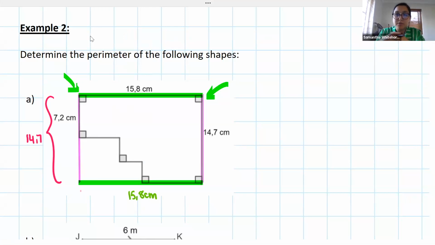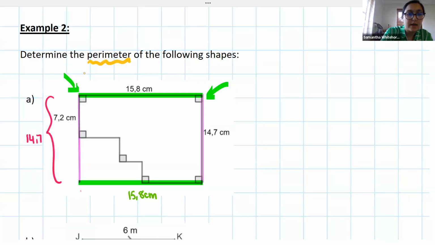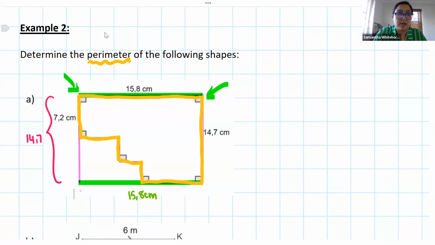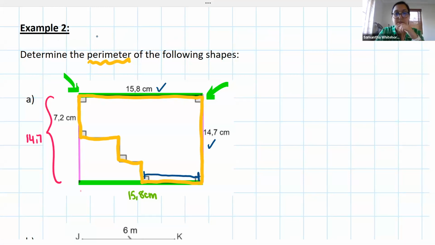Right, now all of this is helpful to me because remember my goal here is to work out the perimeter of the shape. Okay, so perimeter, I need to essentially go along this yellow line and work out all of the lengths to add them together. Right, so once I know what I have, I'm going to figure out what I need to work out. So I'm happy that I've got this 15,8, I've got the 14,7. I do not know what this length down here at the bottom is. Okay, that's something I need to work out.